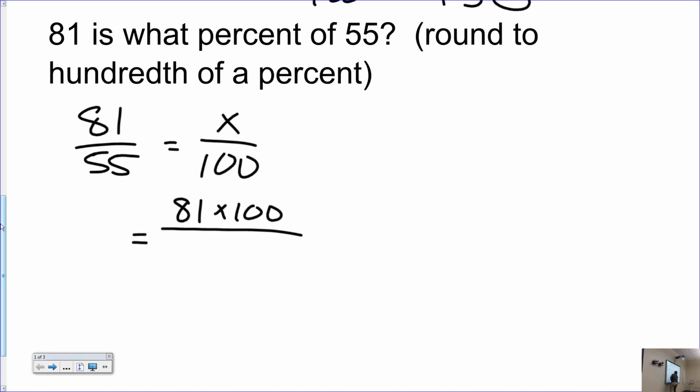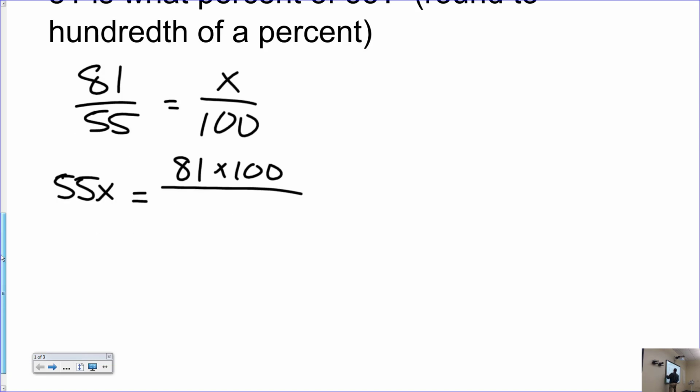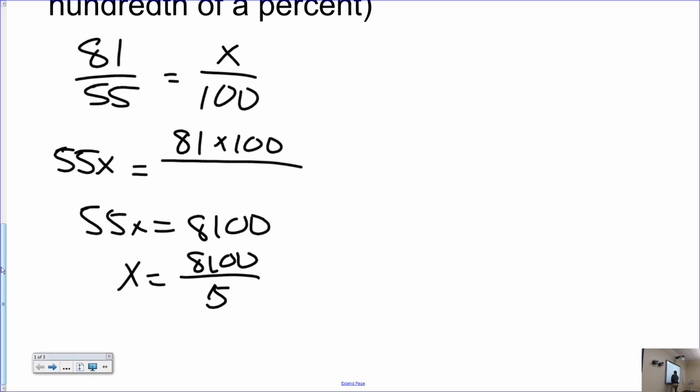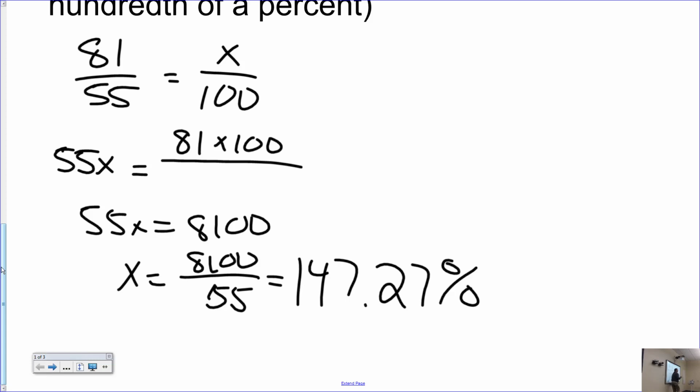And then what am I going to do in order to get x by itself? That's 8100 equals 55x, and divide by 55 is 147.27. And technically, what's the number after it? It's repeating 27, so it was a 2. Round to the hundredth, so since the number next to it was a 2, you keep the 7 the same. Since it's a percent, put the percent sign after.